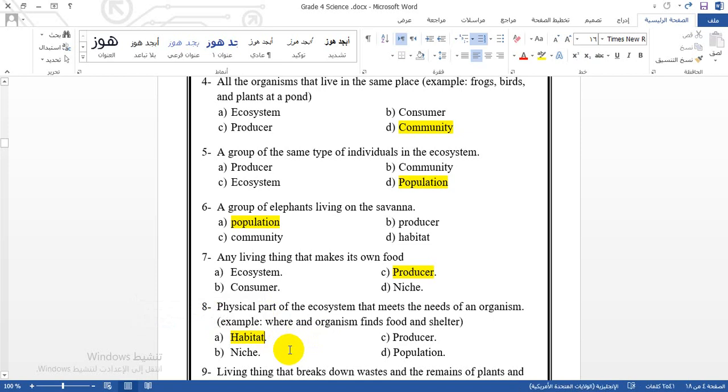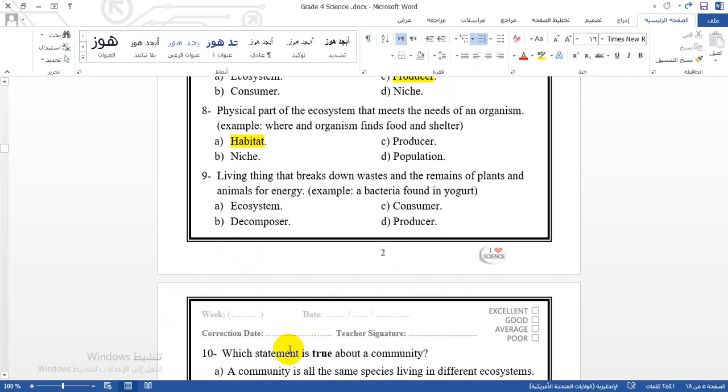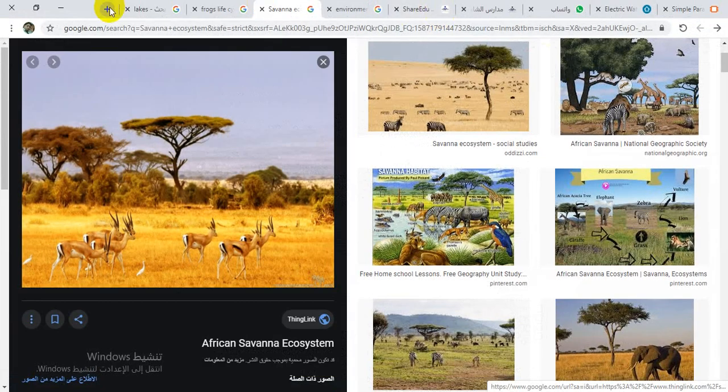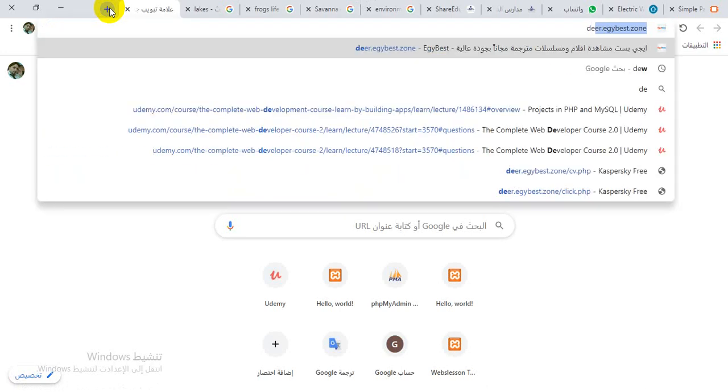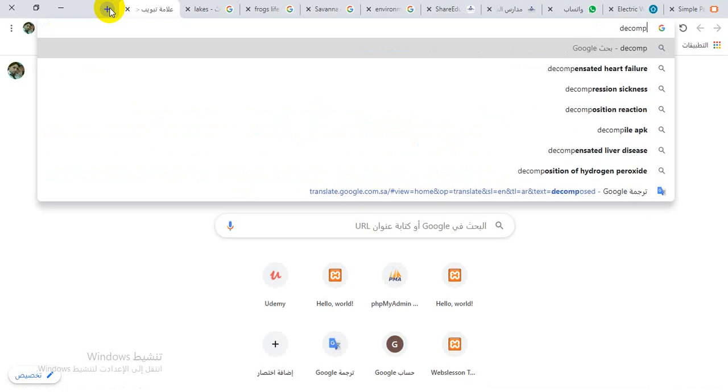Let's go down and see the other questions. Okay, living things that break down waste and the remains of plants and animals for energy. If you don't know what that means, what is the living thing that helps to break down or decompose what? The dead bodies of animals and plants, if you remember. Okay, decomposers, we call them what? Decomposers. Okay, decomposers are an example of what? Of living things that break down other living things.